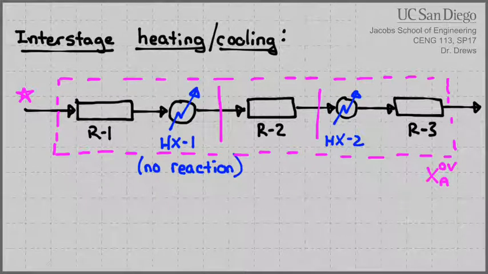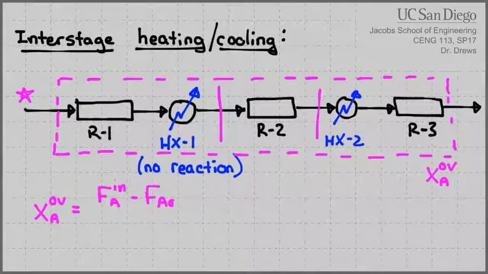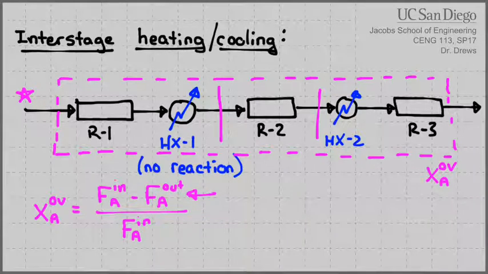When I write that overall conversion, this is always equal to FA in minus FA out over FA in, where I choose this particular value, the FA out. Usually it's the one all the way at the end, but I can resize that box any way that I want to capture any level of those reactors, and I end up with another XA overall.